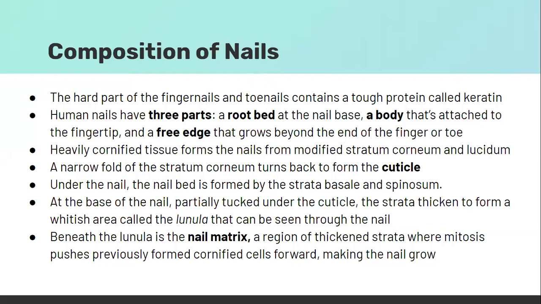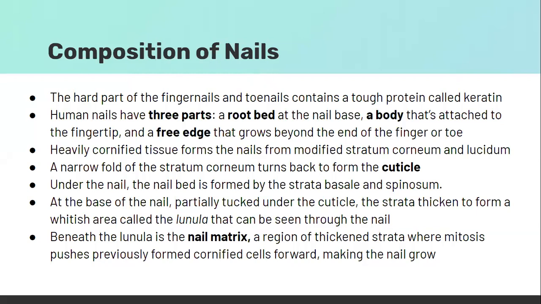The human nails also have three parts. There's something called a root bed, and that's at the base of your nail, so the very bottom of it. Then there's the body of the nail that's attached to the fingertip, and a free edge that grows beyond the end of the finger or the toe. The free edge is, if you look at your nails right now, the white part at the very end, and that's the one that just keeps growing over your fingertip.